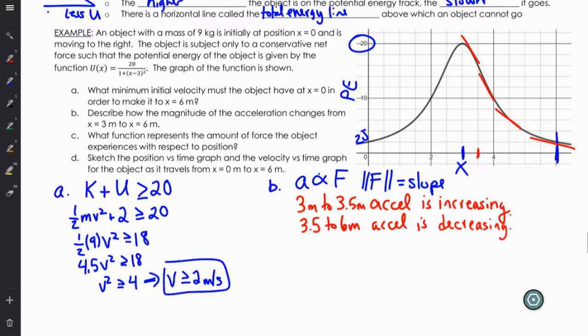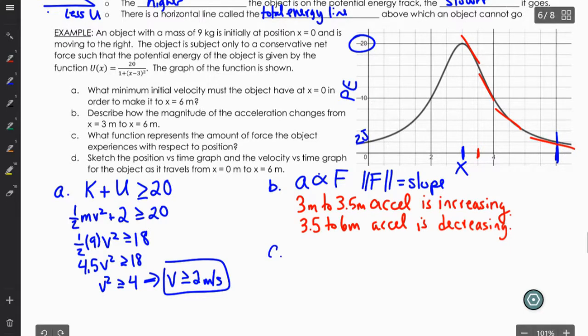And again, we found that by looking at our slopes. So from 3 to 3.5, my slope is going to be increasing until it reaches a point at 3.5, and then it turns and starts to go back to decreasing. Okay, and again, we're looking at the slope. But remember, the magnitude of the force is the slope. But the direction, it's always downhill. And so you have to remember that.